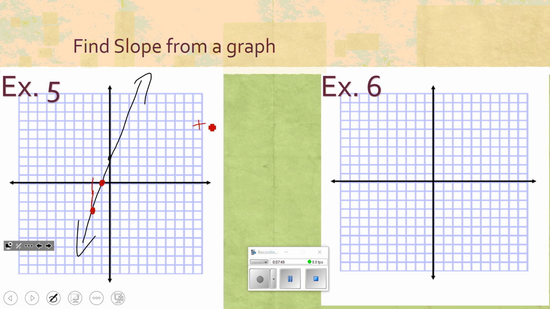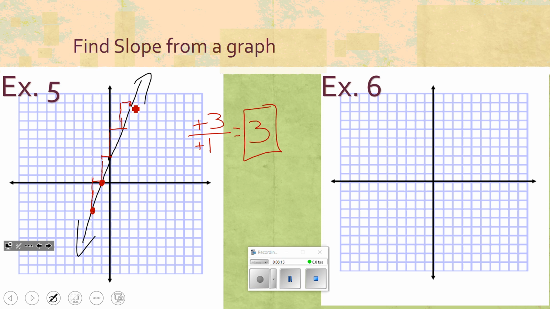So that's positive 3. If you go up, it's positive 3. If you go down, it's negative 3. If you go to the right, it's positive. If you go to the left, it's negative. So then I'm going to travel over 1. So that's going to be 3 over 1, which would just be 3. So this has a slope of 3. For every 3 I go up, I travel over 1. Up 3, over 1. Up 3, over 1.